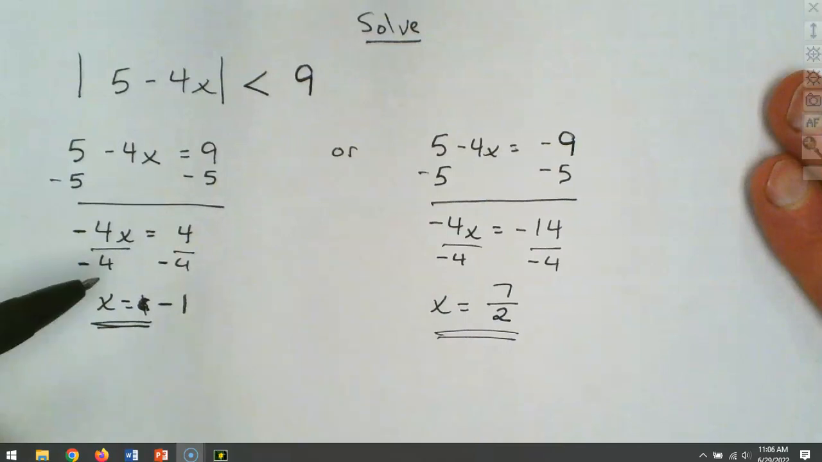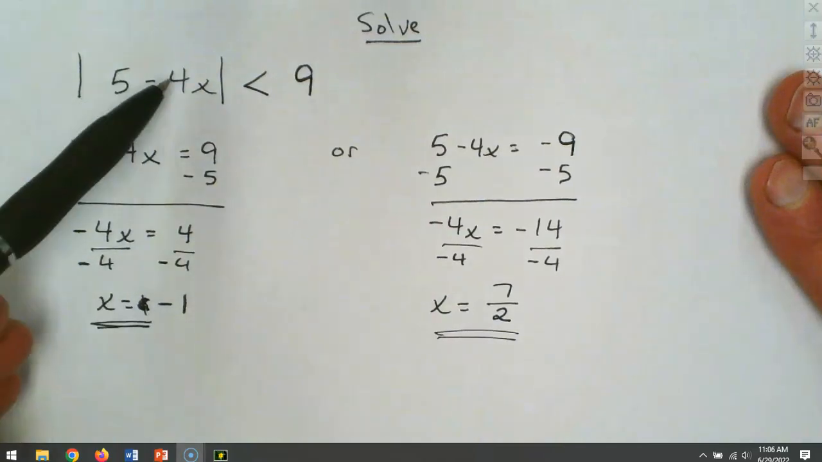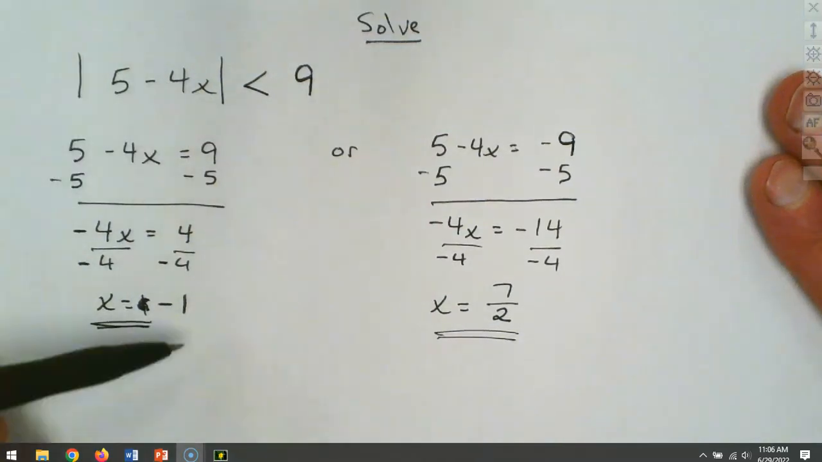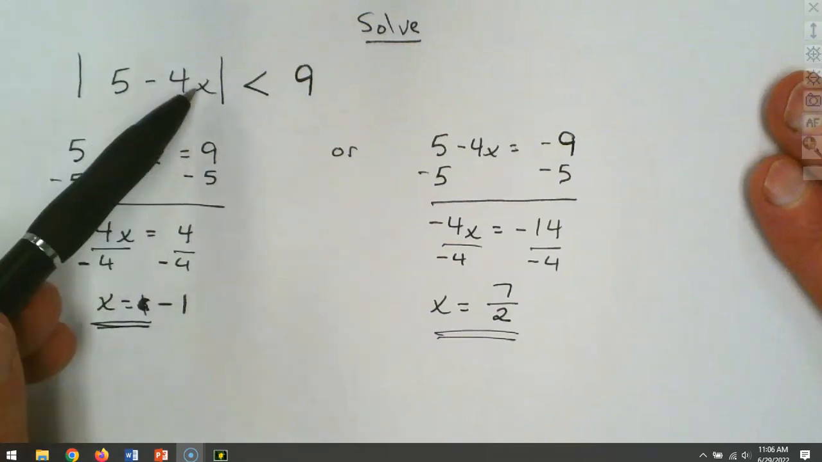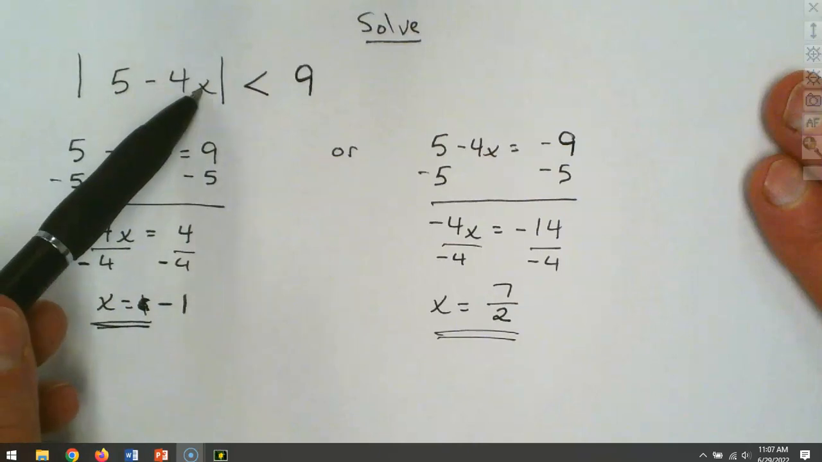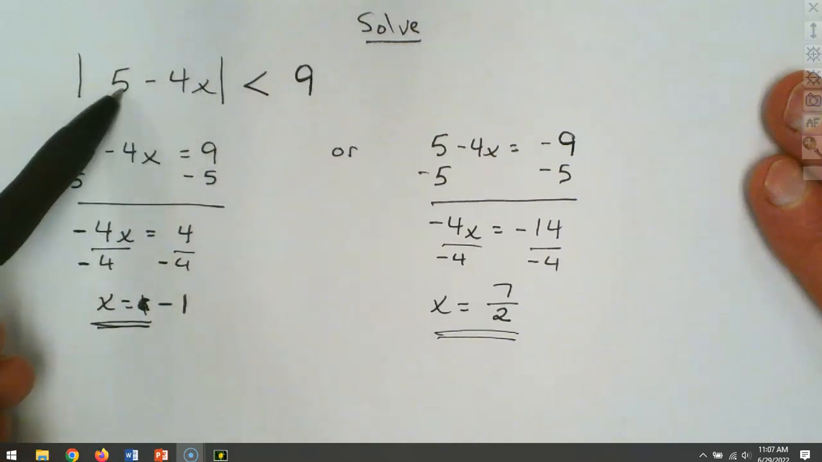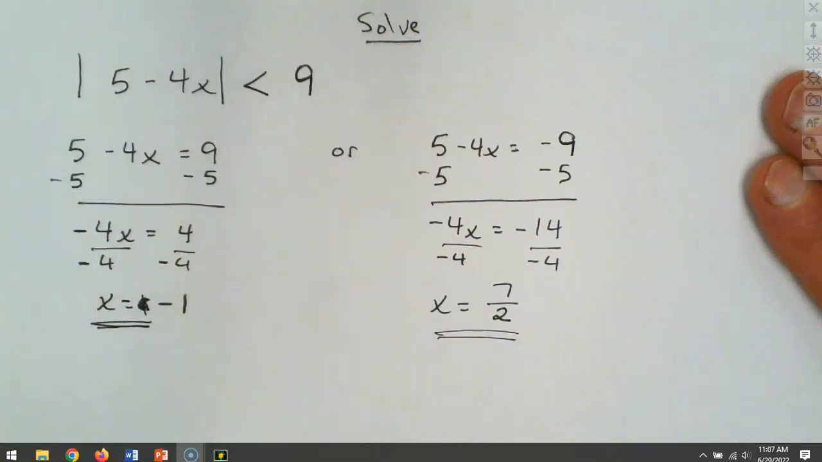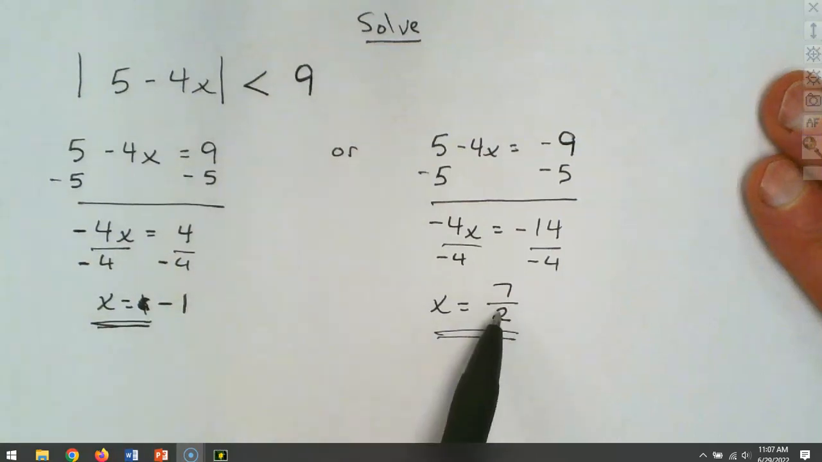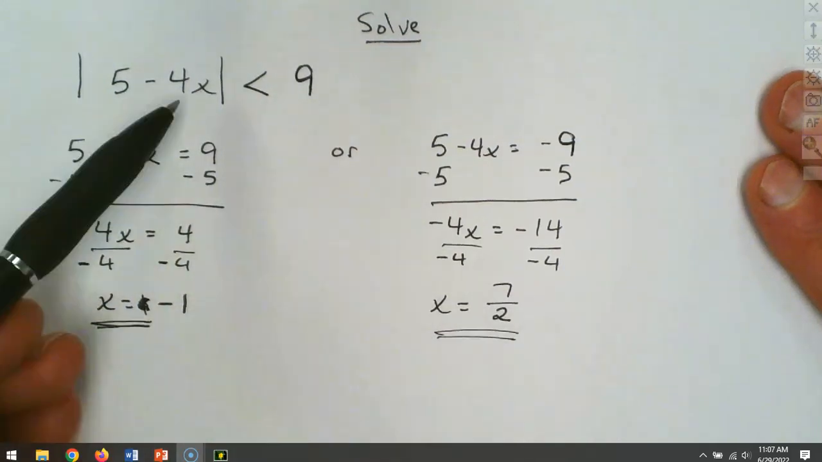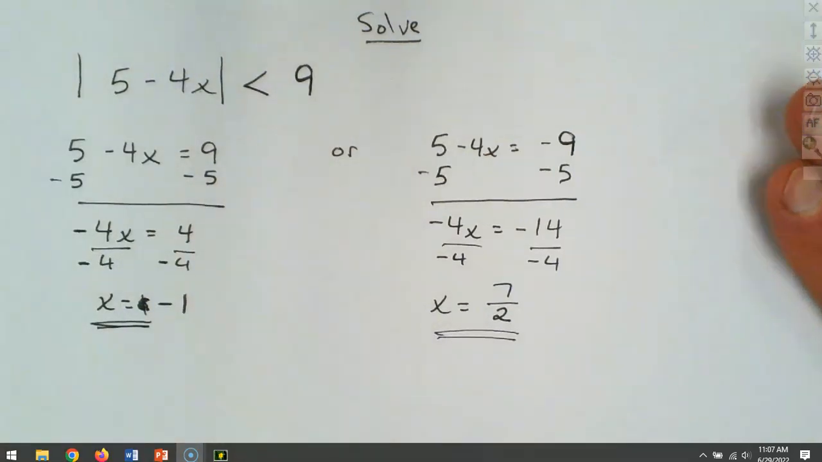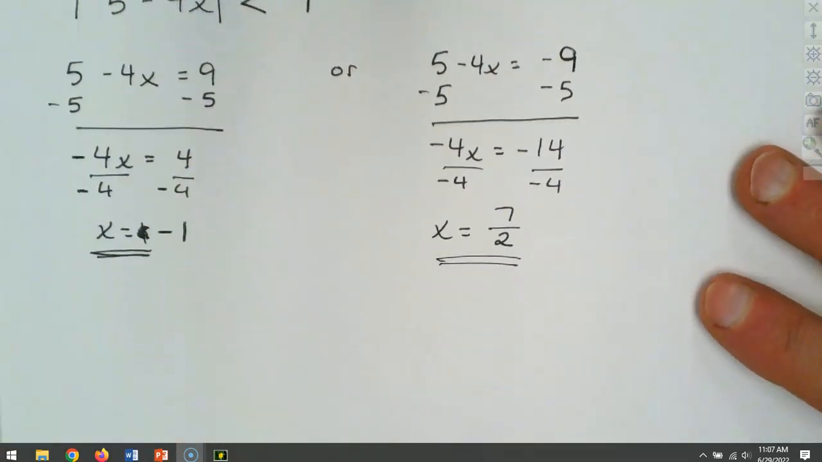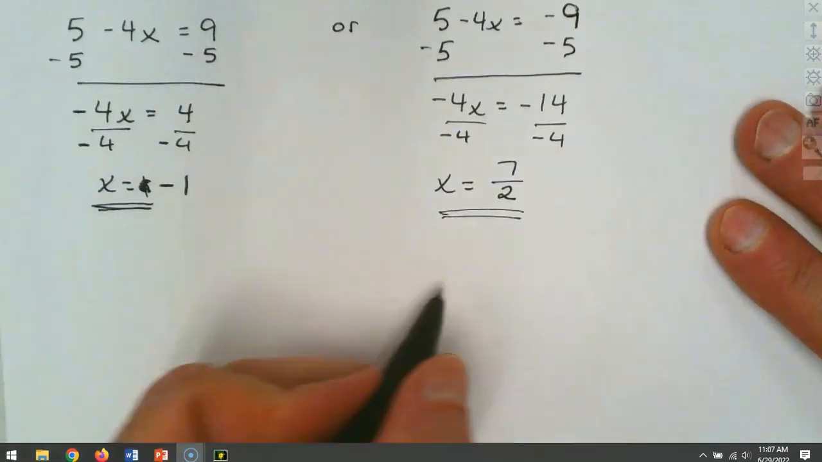And so you can always check that with that negative 1, because if you plug it in, you should get 9. If I plug that negative 1 in, I get negative 4 times negative 1. That's positive 4. And 4 plus 5 makes it 9, right? And so 9 equals 9. And same thing when you plug in the 7/2. If you plug that 7/2 in, you'll still get 9 again. It'll just be a negative 9. Now we put them on the number line.